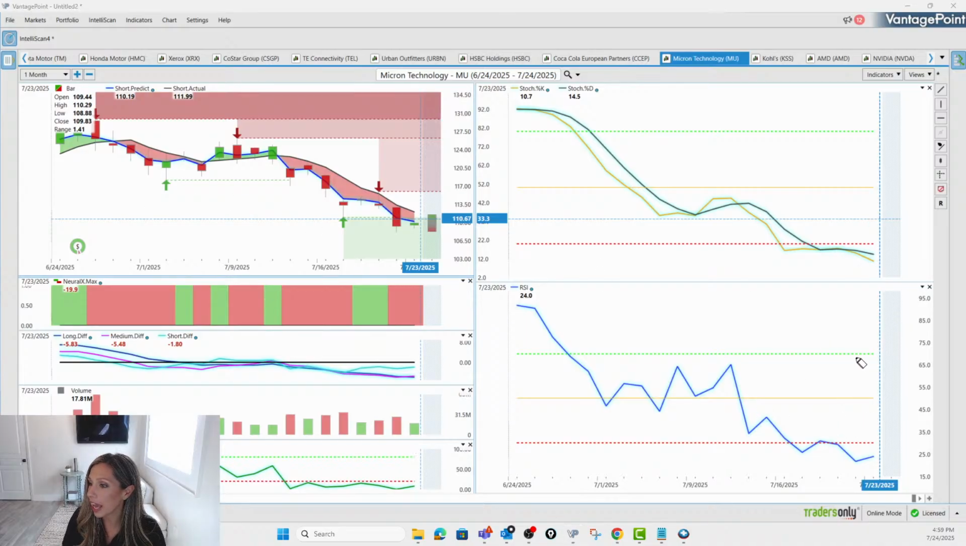Again, are we there yet? Not quite, right? We would want to see percent R come above that oversold threshold. We want to see RSI come above that oversold threshold, and same with stochastics. We'd want to see that switch to the upside with the percent K leading the way.